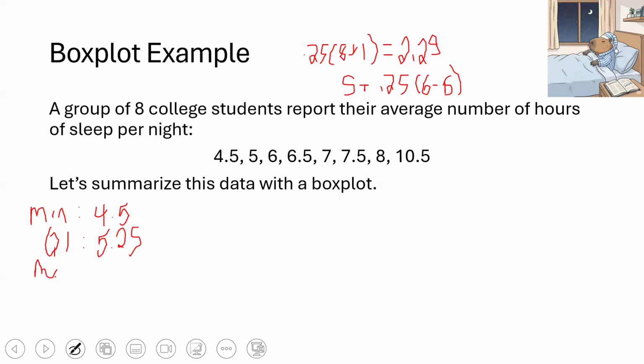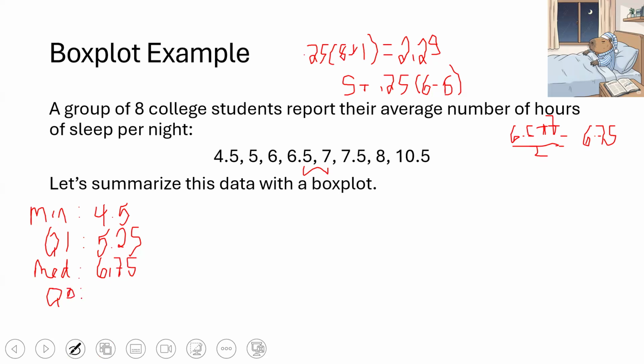Now the median, 1, 2, 3, 4. 1, 2, 3, 4. So we're averaging those two, 6.5 plus 7. 6.5 plus 7 divided by 2 is 6.75. So my median is 6.75. Q3.